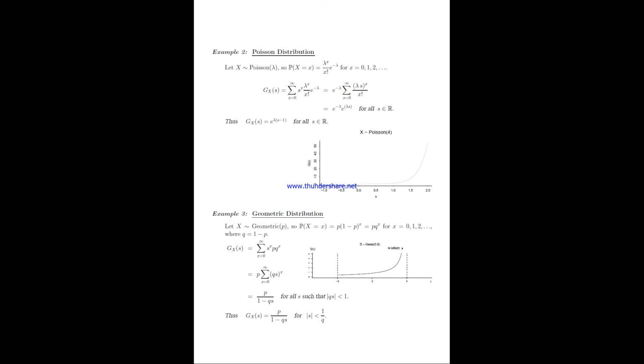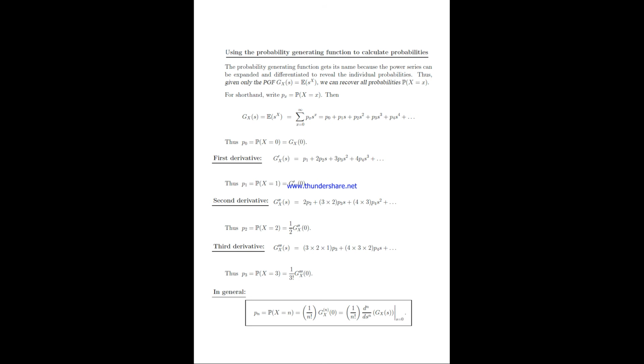Likewise, we can generate the probability generating function for the binomial distribution, the geometric, the Poisson, right? For any discrete random variable, we can just generate the probability generating function. Okay, so now it's very important because in most cases we can use the probability generating function in order to calculate the probabilities of the random variables, right? Let's see how we can do that.